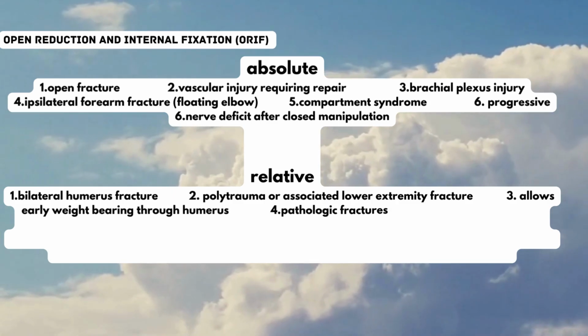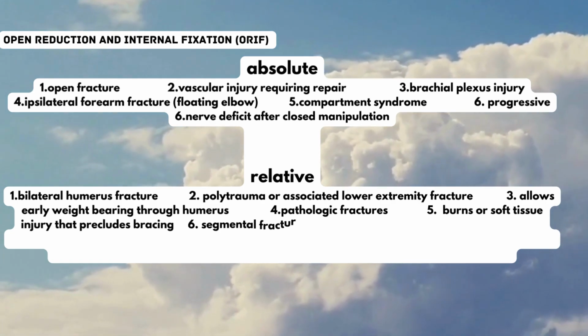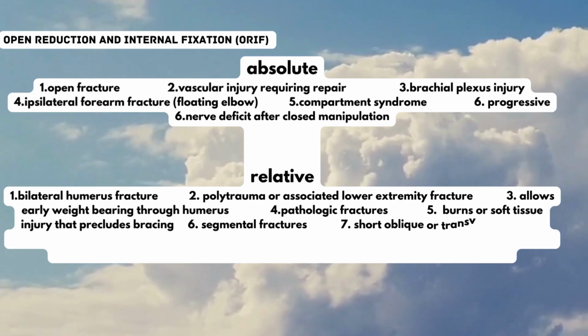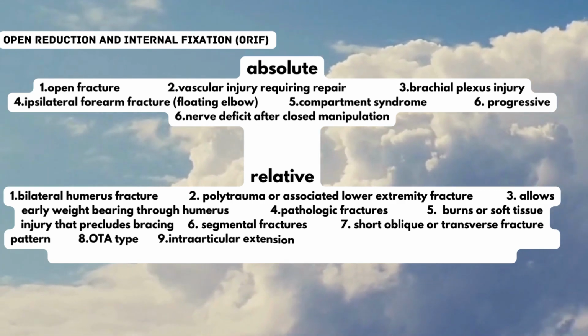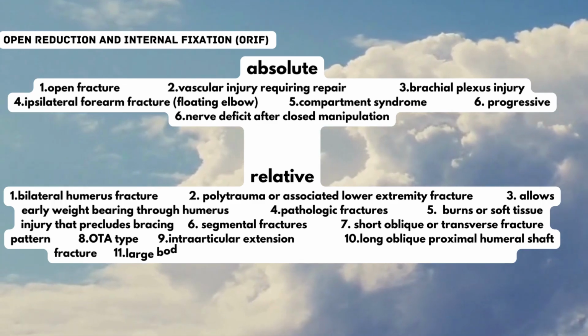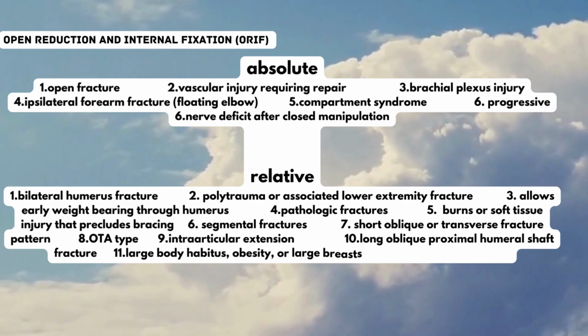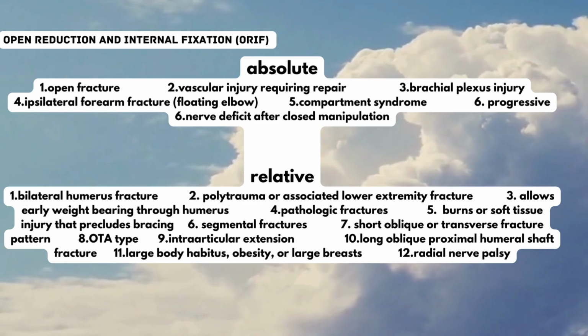pathological fractures, burns or soft tissue injury that precludes the braces, segmental fracture, short oblique or transverse fracture, OTA type 1, intra-articular extension, long oblique proximal humeral shaft fracture, the large body habitus, obesity or large breasts, or radial nerve palsy.